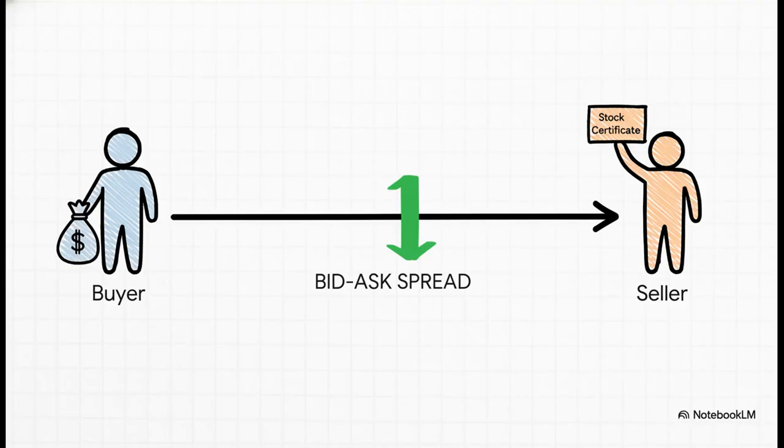In any market, there are always two crucial prices. The bid is the highest price any buyer out there is willing to pay. The ask is the lowest price any seller is willing to accept. And that tiny little gap between those two numbers, that's called the bid-ask spread.